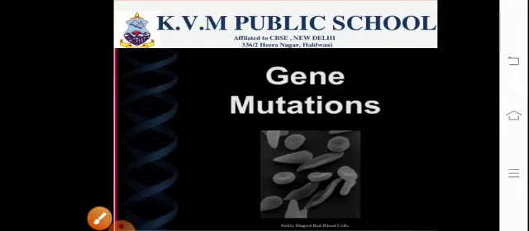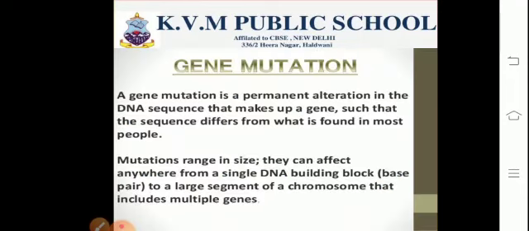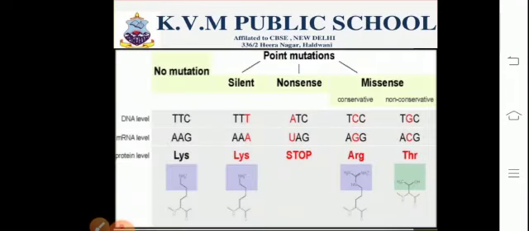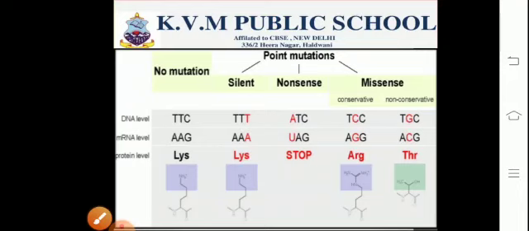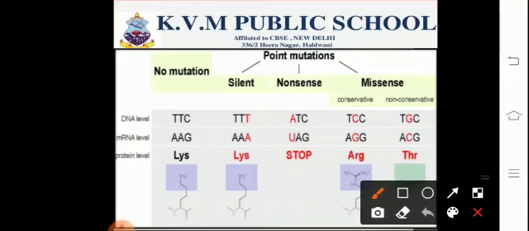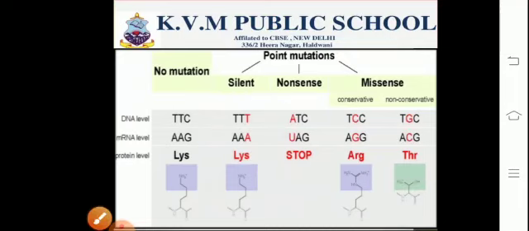Now let us move on to the gene mutations. Gene mutations are classified into different types, including the point mutation, the silent mutation, the nonsense and the missense mutations. We'll carry out the comparison with the DNA strand where no mutation is observed. It will act as a standard, and we'll observe what changes occur when a silent, nonsense or missense mutation is produced.